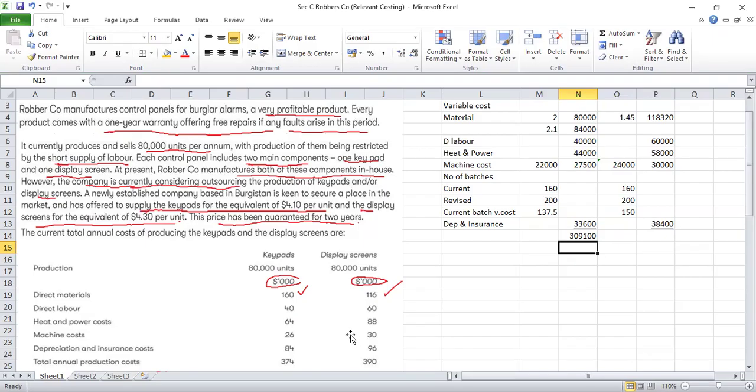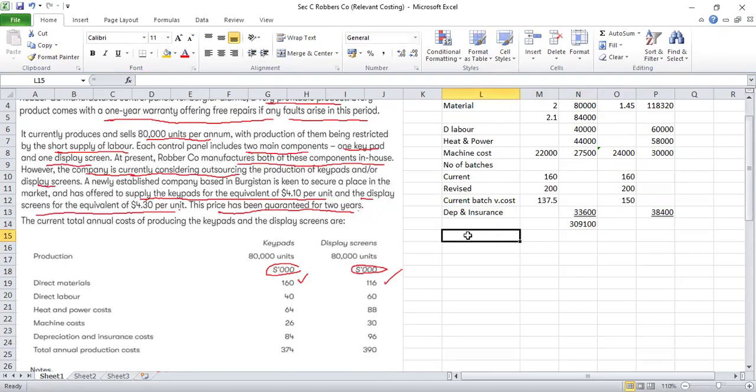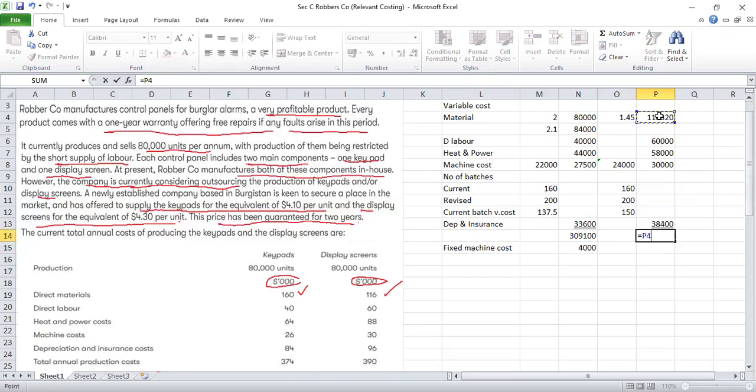And we have one more cost, the fixed cost of the machine. Now we are done with the material variable cost, fixed machine cost of 4,000. Here we will add up all these variable costs, starting from this, then this, and this, and the last one is this one.